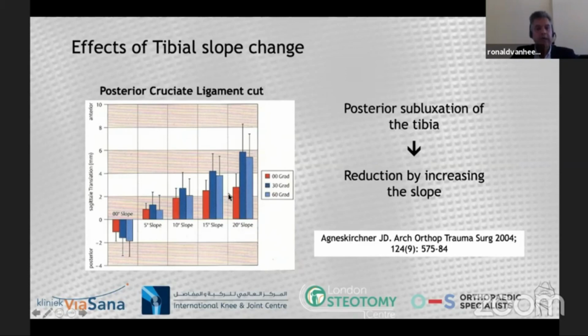And it was clearly shown by this group that a posterior subluxation of the tibia can be reduced by an increase of the slope. That was what I did in this Indian patient in the live surgery. I reduced that posteriorly subluxated tibia with a negative slope to a normal position with a fairly normal slope by an open wedge high tibial osteotomy.